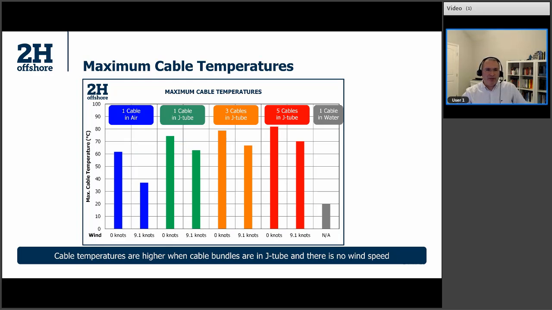So when the cable is in the air, we are seeing lower temperature, but the effect of wind is quite high in this case. The temperature difference with and without wind is around 20 degrees Celsius. Of course, the maximum temperature is very small for a cable in seawater because of the cooling effect.